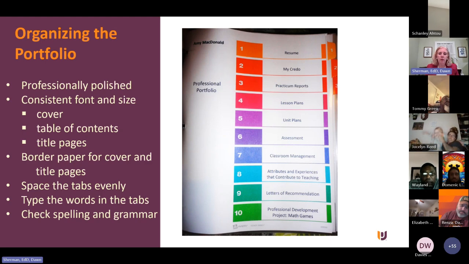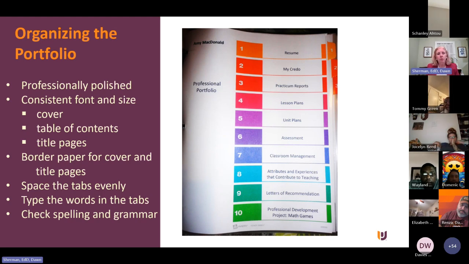Make sure it's well organized. Make sure everything is typed. Sometimes people like to handwrite the little tabs inside the piece of paper for your sections. No, type it on a sheet of paper, cut around it, fold it in half, slide it into the tab. Same size font, all of it throughout your portfolio. So all your tabs should look alike.